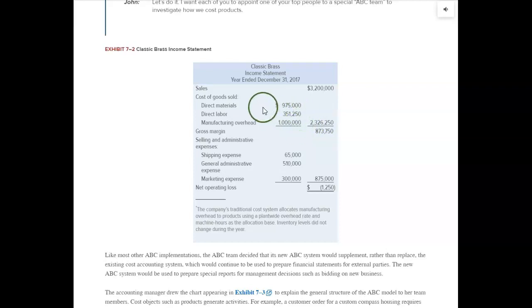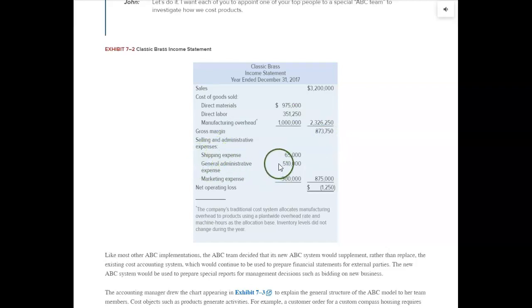But so we can use this in the example that continues, they are showing us that in this cost of goods sold section, we have direct materials of $975, direct labor of $351,250. Now as we continue with this example in the chapter, we're not going to use these two numbers here. Again, we treat these the same way we did before. It's the manufacturing overhead we're going to treat differently in activity-based costing. So it shows us the breakdown of cost of goods sold. That gives us gross margin, or gross profit if you'd like to call it that. Then we have the selling administrative expenses.